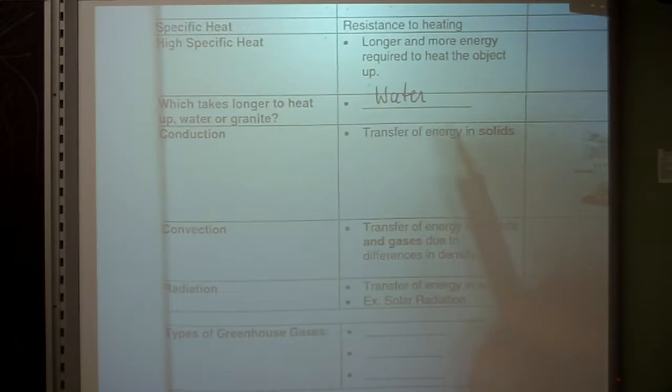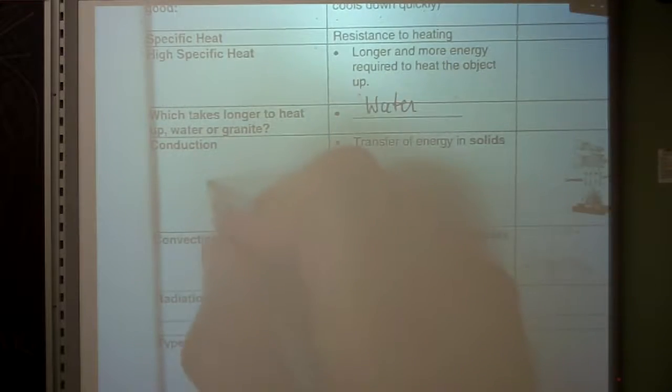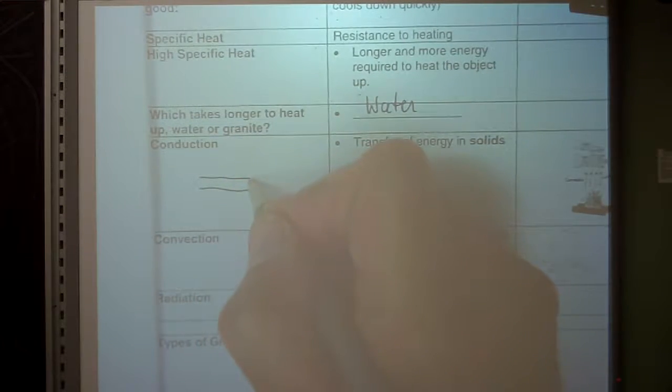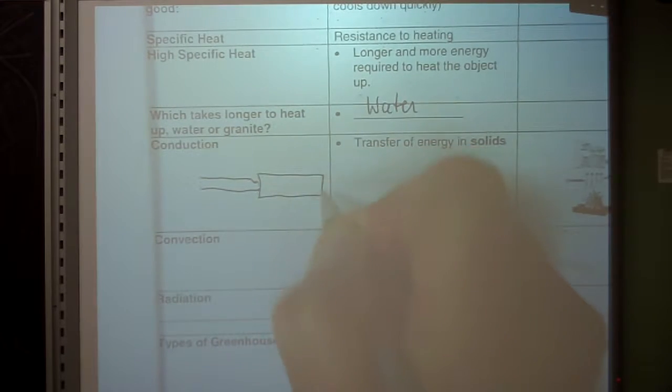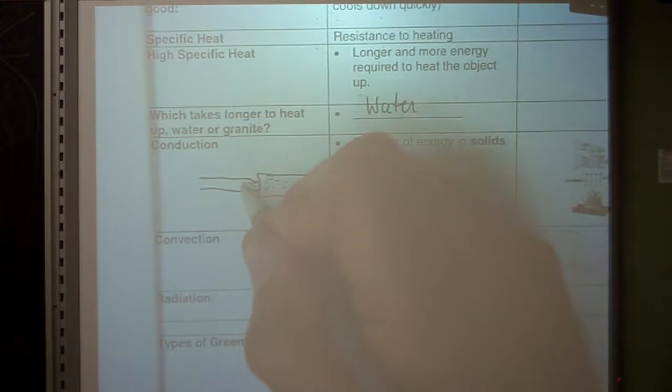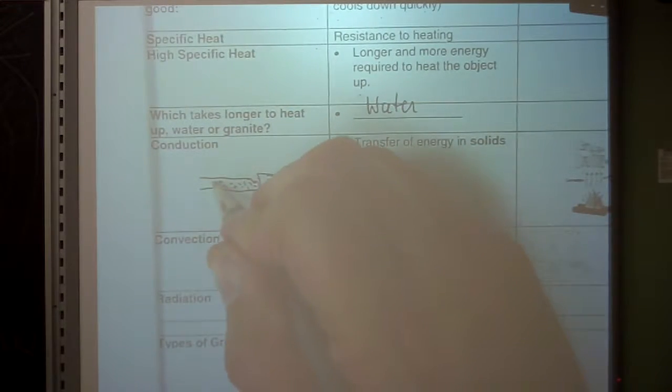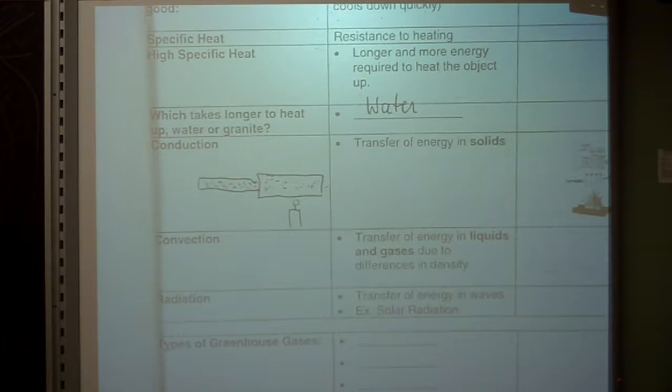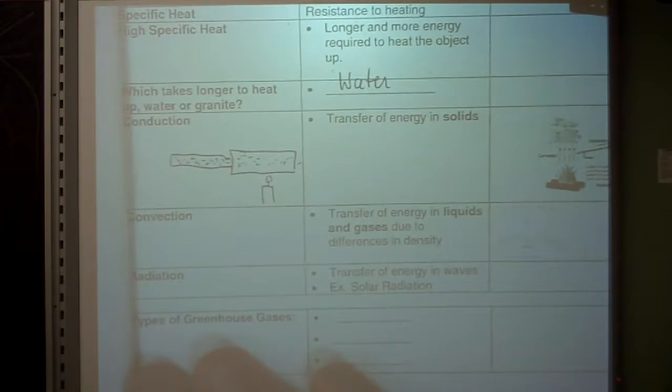Conduction is the transfer of energy in solids. And I use the idea of a frying pan. If you have a frying pan, let's say this is the handle of the pan, and this is where you're going to put your food, bacon or whatever that you're cooking. You're going to put it over a fire here. What's going to happen is the molecules in here are going to vibrate because of that. This is going to heat up first, but that heat is going to be transferred by molecules to molecules. So conduction is the movement of energy through a solid.